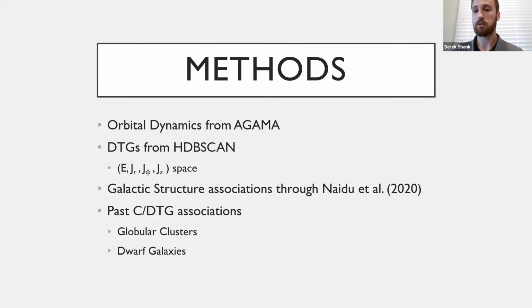After we get our clusters, we do a galactic structure association through a process in Gudin et al. 2020. This compares a bunch of substructures in the Milky Way to what we found in our orbital groups. These would be substructures such as the Gaia-Sausage-Enceladus, the metal-weak thick disk, Thamnos, the Helmi streams, and stuff like that. We can also make past CDTG associations with the groups that we find in order to see how they compare to past work. And then we can also look at globular clusters and dwarf galaxies in the Milky Way to see if any of these are related as well.